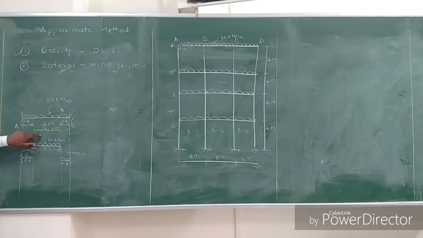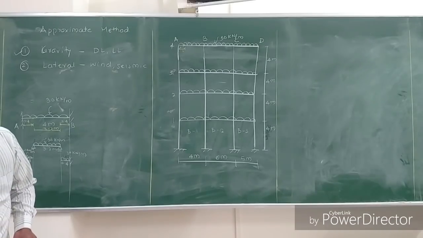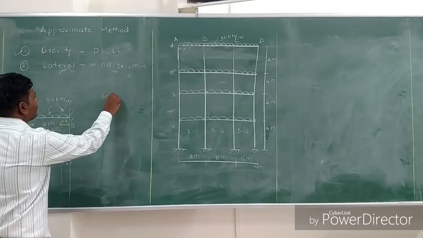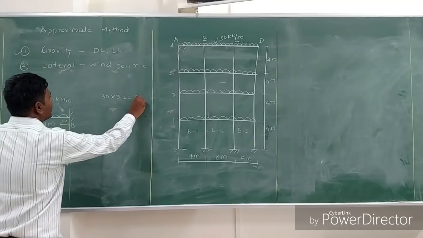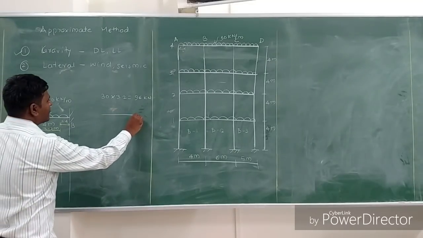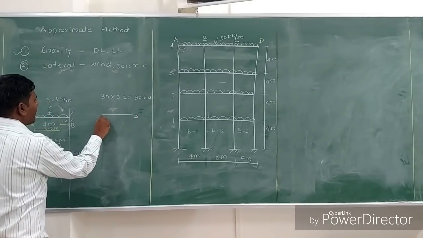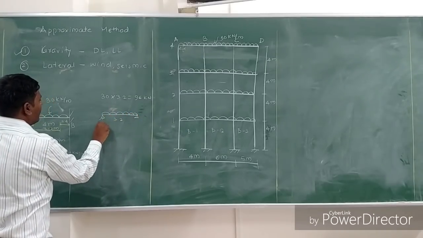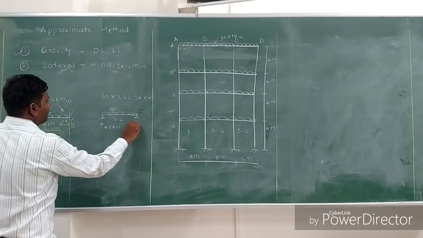Now if you check what is the total load out of this, 30 into 3.2, which is nothing but 96 kilonewton. So this separate simply supported beam, which is having a span of 3.2 meters, will have reaction of 48 kilonewton each.